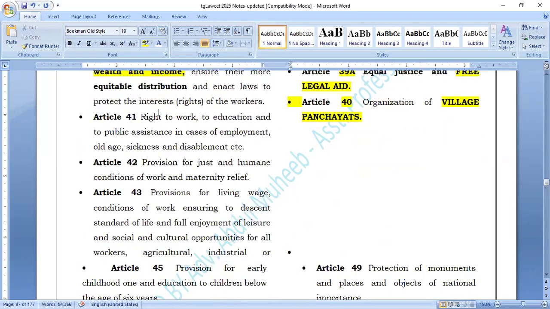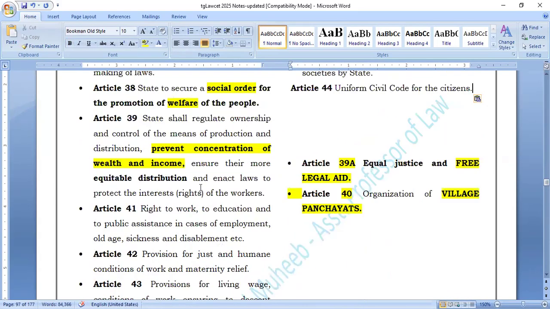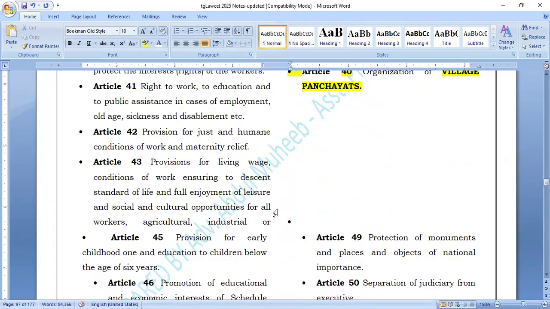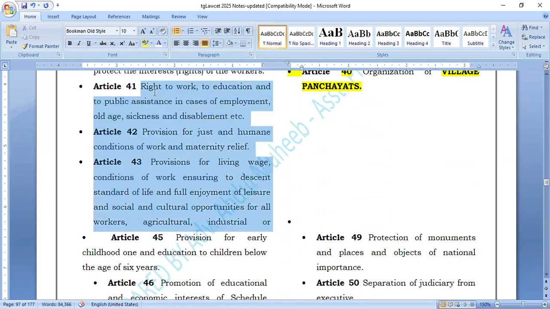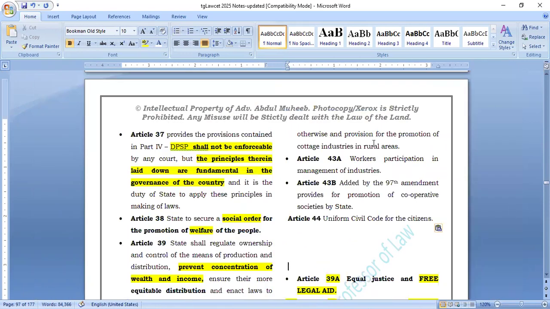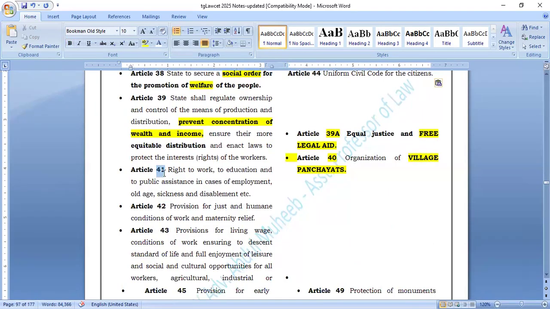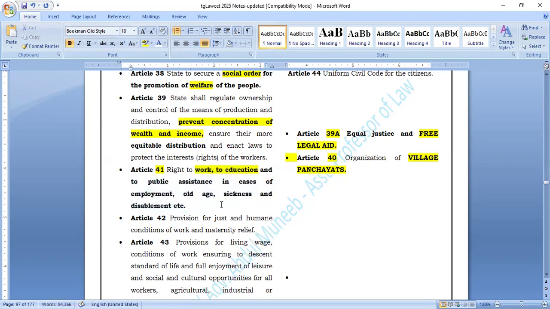What is Article 41? Article 41: right to work, to education and to public assistance in case of unemployment, old age, sickness and disablement, etc. So Article 41 is right to work and education. For Article 41 you have to remember work and education.